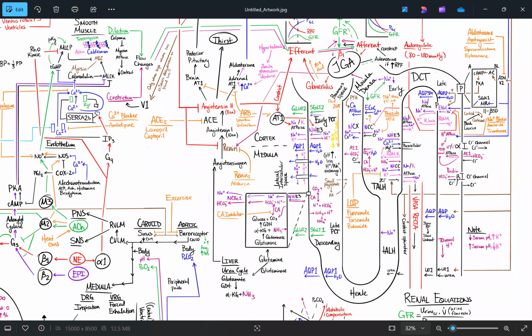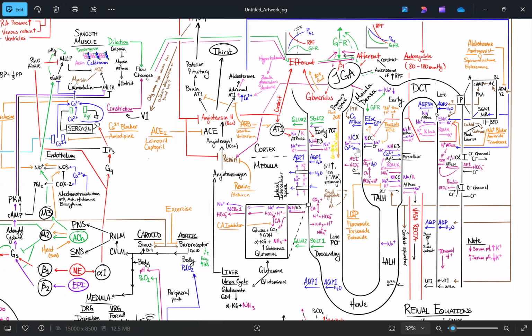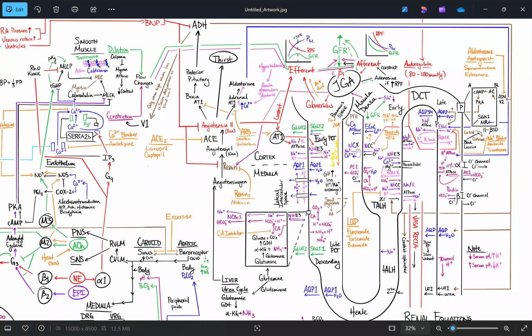Okay, so to start with relationships, I think I might even talk about medications. So let's start with our diuretics. We have different types of diuretics: your carbonic anhydrase inhibitors, loop diuretics, thiazides, aldosterone antagonists, and your sodium blockers.